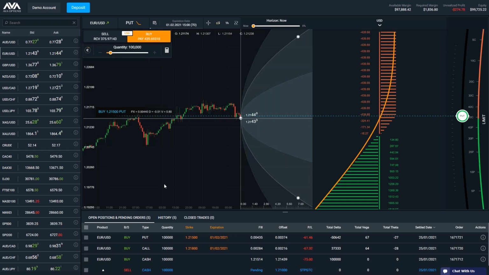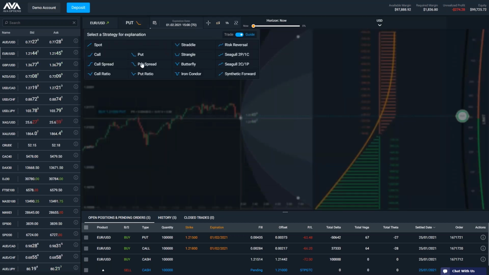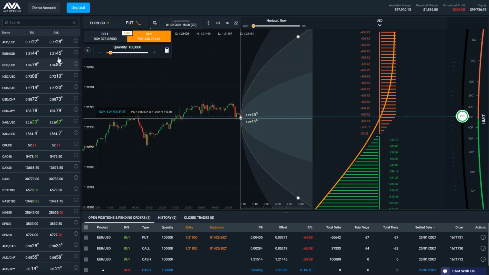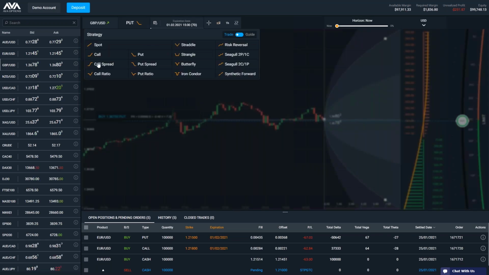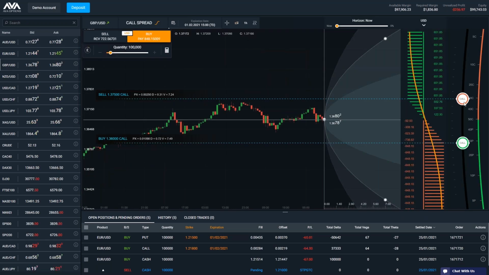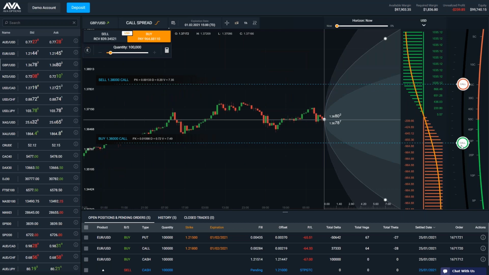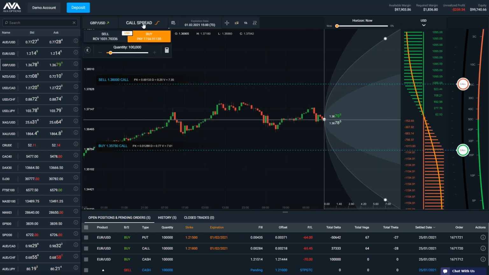And I can trade other assets too. I can also look at strategies. Let's do a call spread. Let's choose a different asset. Let's choose the pound against the dollar. And let's look at a call spread. A call spread has two legs. We're buying a call and we're selling a call. So I'm buying the lower strike and I'm going to sell the higher strike.